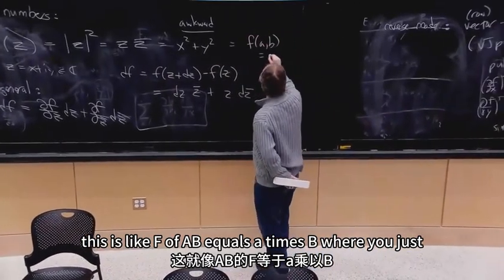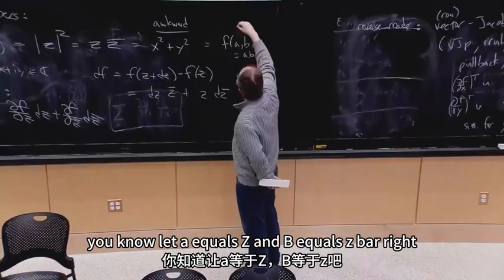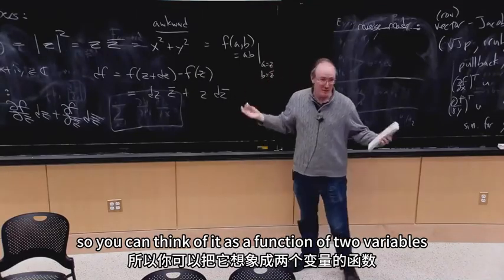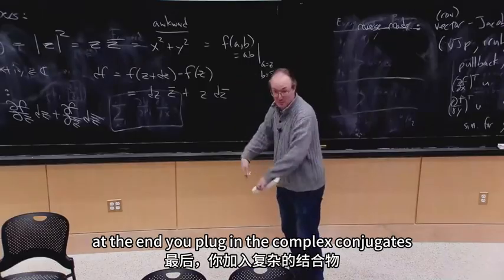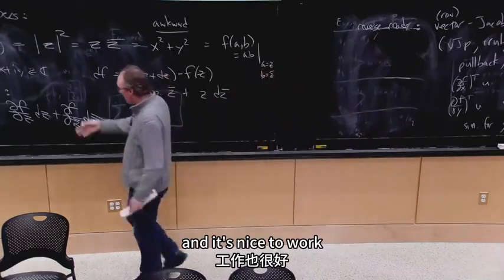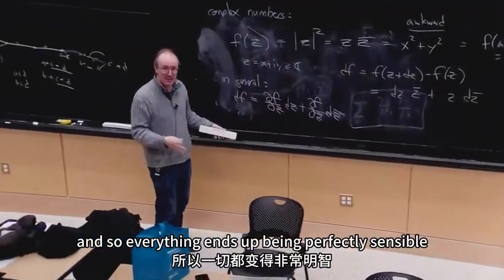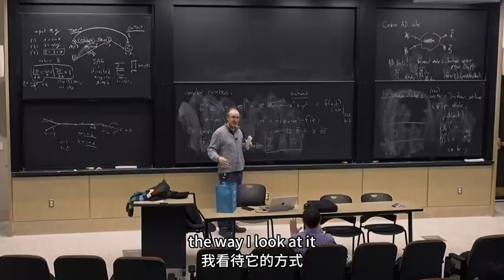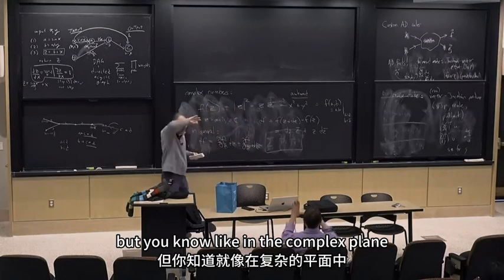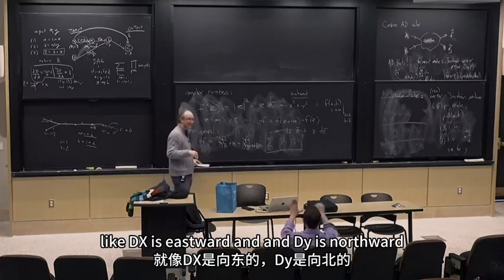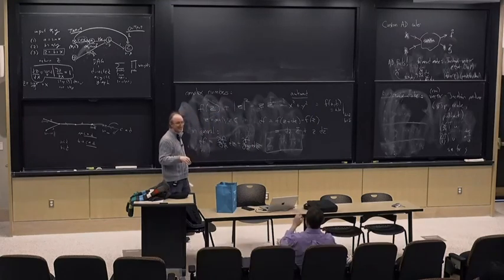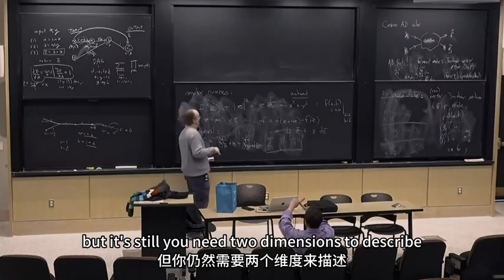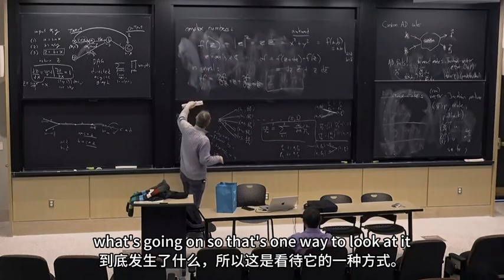This is like f of a, b equals a times b, where you just let a equal z and b equal z bar. So you can think of it as a function of two variables, and at the end you plug in the complex conjugates. And everything ends up being perfectly sensible. It's equivalent in some sense to differentiating with respect to the real and imaginary parts. The way I look at it, and I don't know if this helps or hurts, in the complex plane dx is eastward and dy is northward, and here you have dz and dz bar, these two symmetric directions, but you still need two dimensions to describe what's going on. So that's one way to look at it.